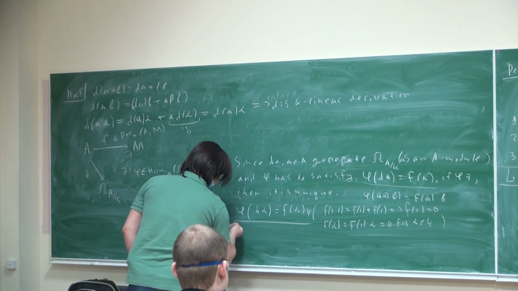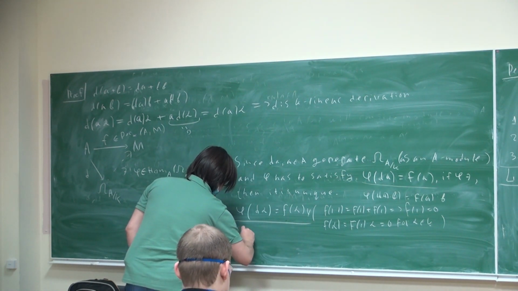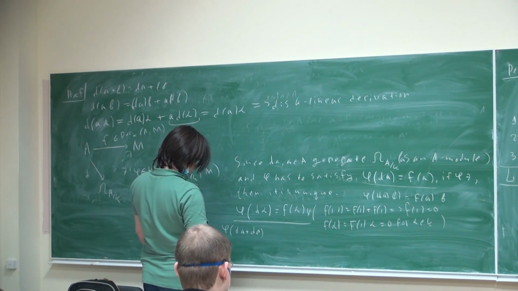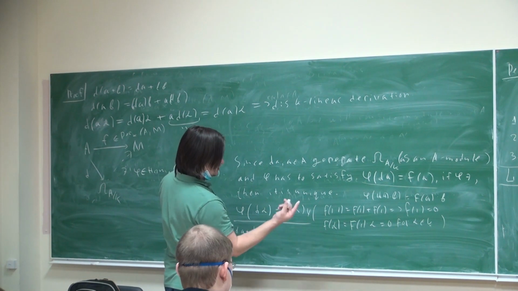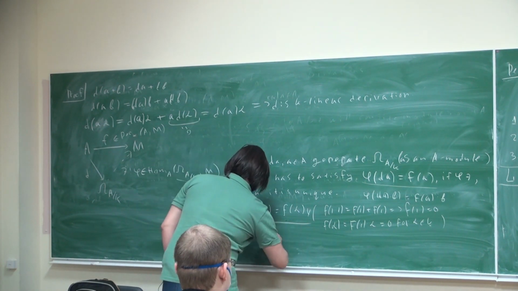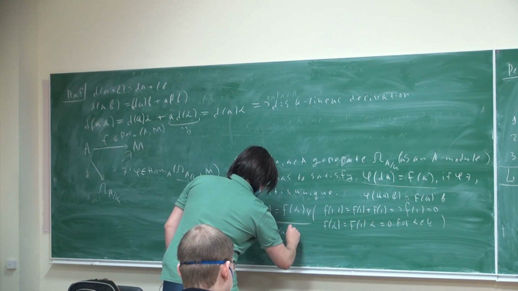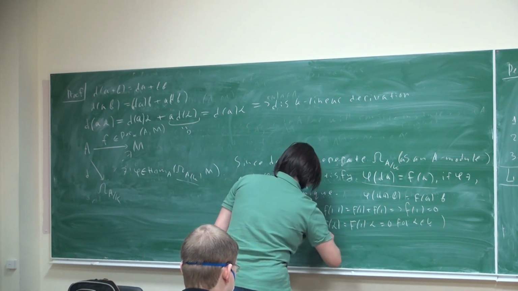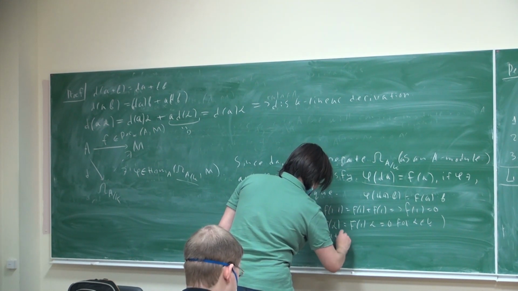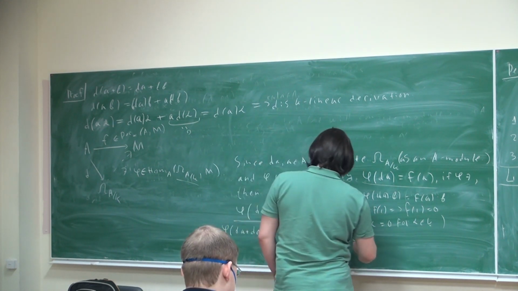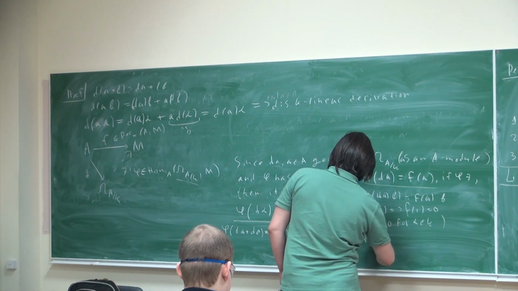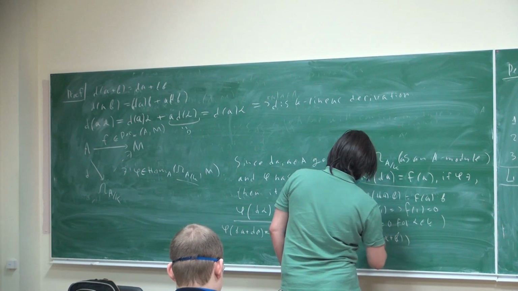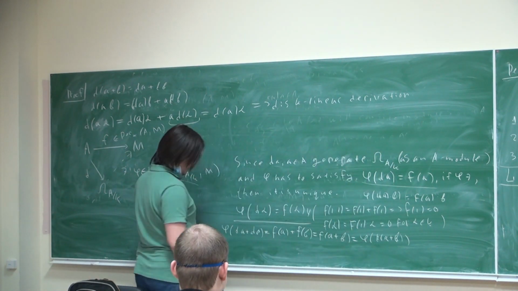Then phi of dA plus dB, since phi is a homomorphism, is equal to f of A plus f of B. So it equals f of A plus B. So it equals phi of d of A plus B. So this relation is satisfied too.